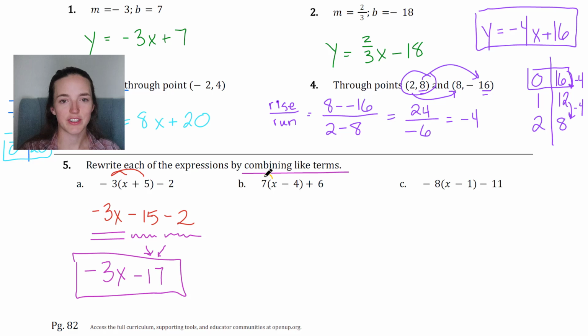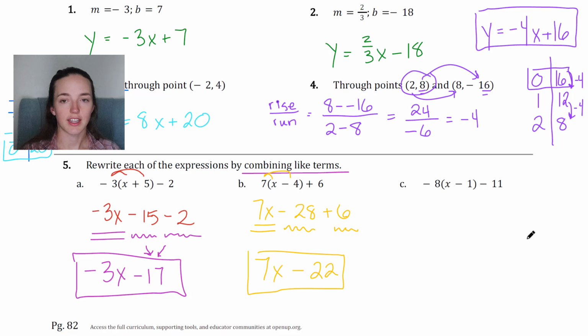Okay, next we distribute the 7. So 7x minus 28 plus 6. Once again, nothing I can combine with the x, but these two are like terms because they both have no x's attached to them, so I can combine those. -28 plus 6 is -22.